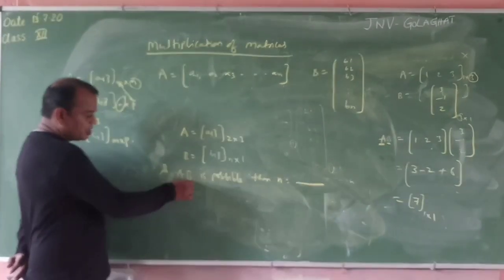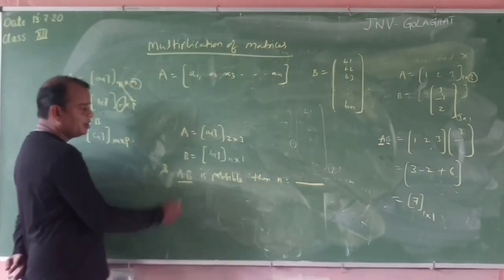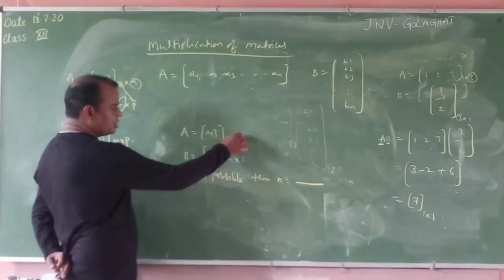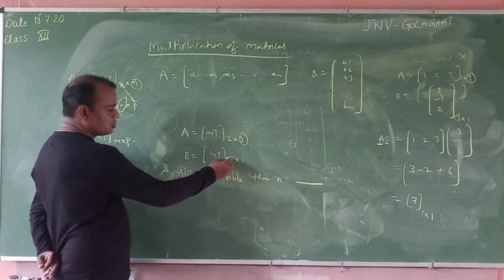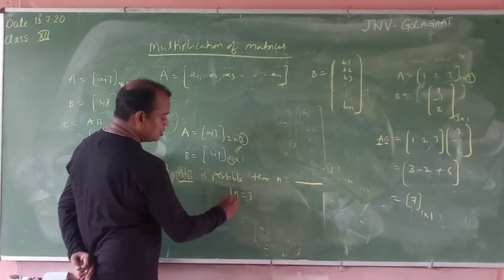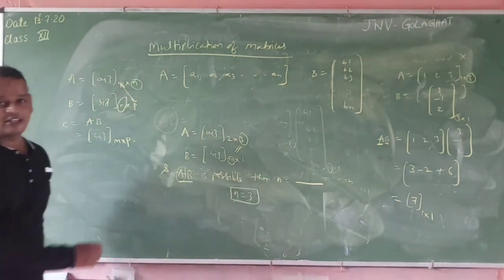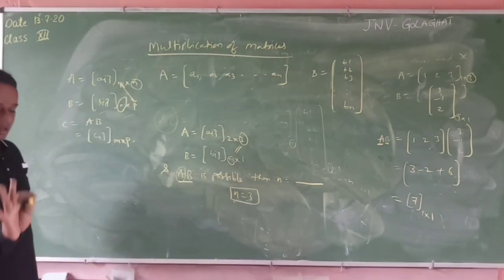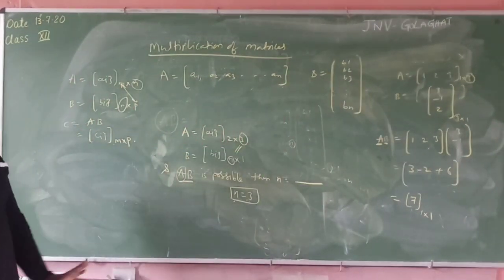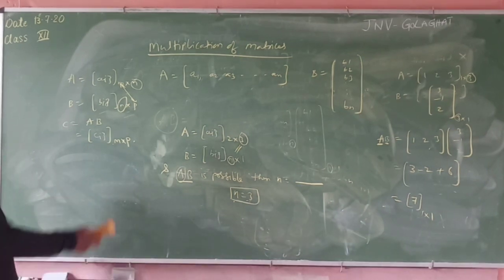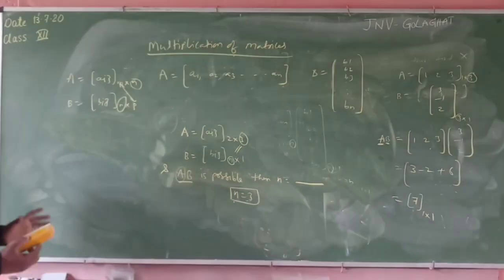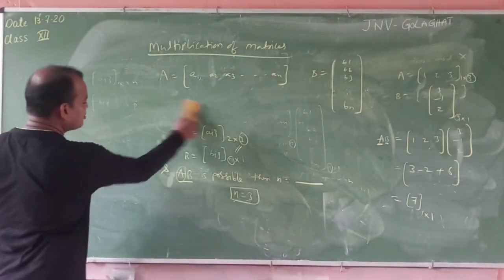Whenever the product AB is possible, observe that in the first matrix the columns are 3, and in the second matrix the rows must be equal. So 100% the value of n is equal to 3. Okay. That is the multiplication of matrices by row by column. How to multiply row by column. This type of question you must learn and prepare, and practice more questions.